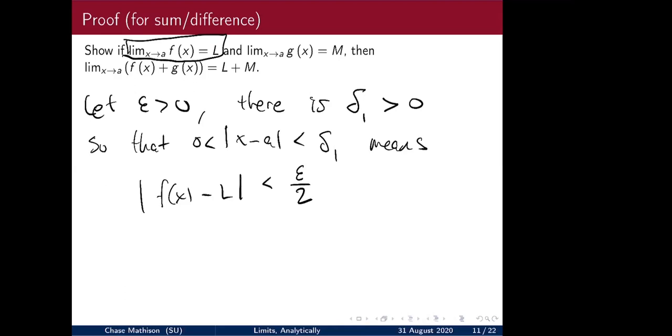Is that clear to everybody? Hopefully, everything. The epsilon over 2 might be a little weird, but is everything else clear? That I'm just writing out the definition of the limit as x approaches a of f of x is L, which we're taking for granted.